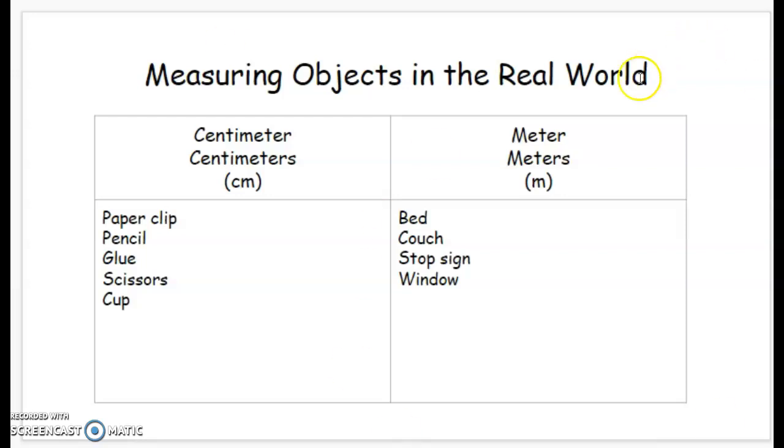And then over here in meters, those are those big things again. 100 centimeters is a meter stick, and it's about the same size as a yardstick. A meter stick and a yardstick are very, very close in measurements. So a bed again, the couch, maybe a stop sign from the ground up, a window in the house.